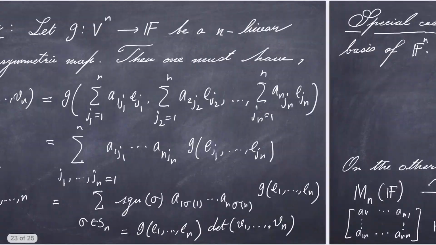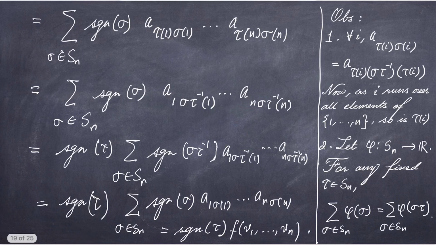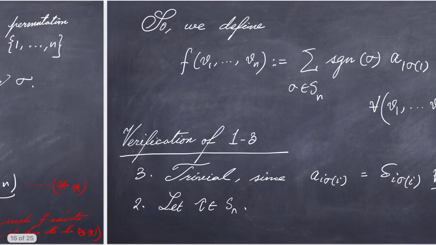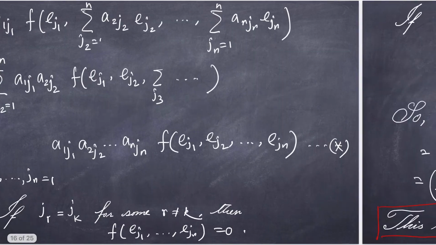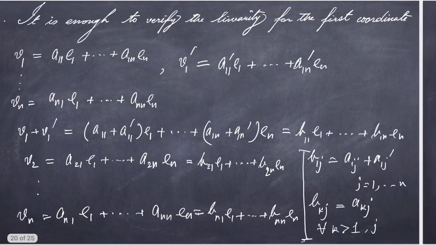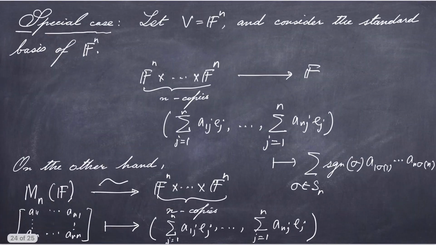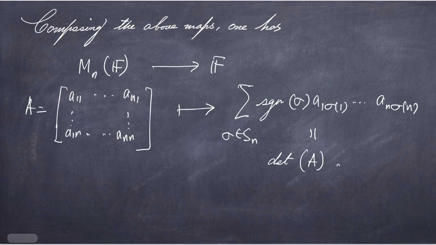Remember, the main point is the theorem. What is the theorem? For any vector space, given any fixed ordered basis, this is what we have. Specialize this theorem to that case, and we get the determinant of any square matrix. In the next lecture, we will explore the basic properties of the determinant of matrices. And with that, we will finish this lecture. Thank you.